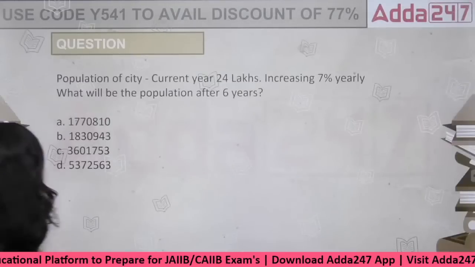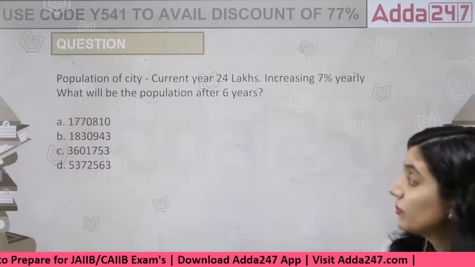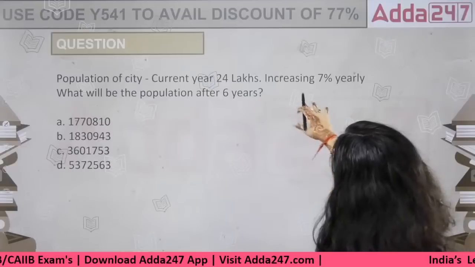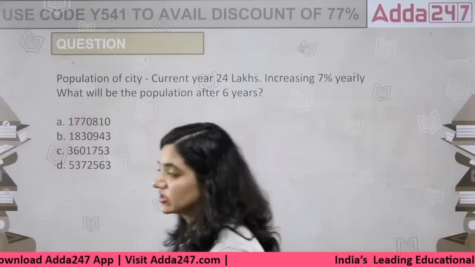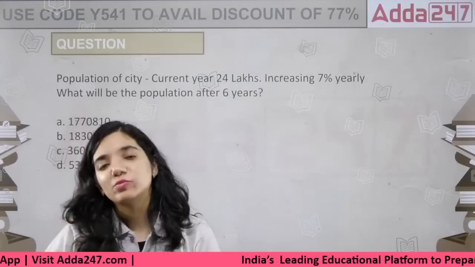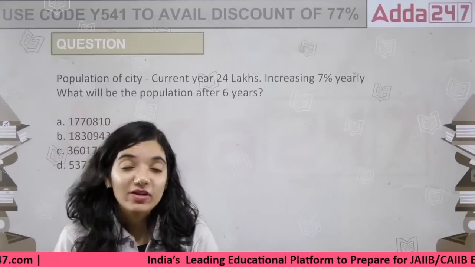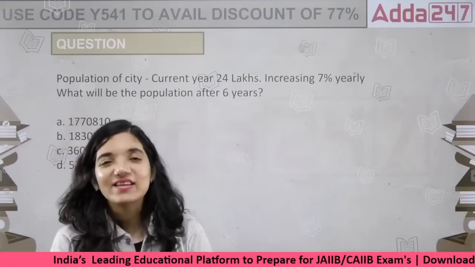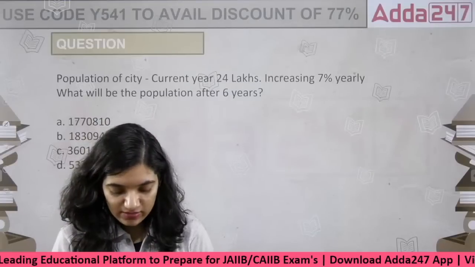Now moving on to the next question. The next question says the population of a city current year is 24 lakhs, increasing 7% yearly. What will be the population after 6 years? Now this is kind of compounding, because whosoever is born, then more kids would be born over the period of time. So this is more or less not simple interest but compound interest. The question seems to be a little easy, but yes, there's a little trick in it. You need to find out which particular portion they are talking about, right?